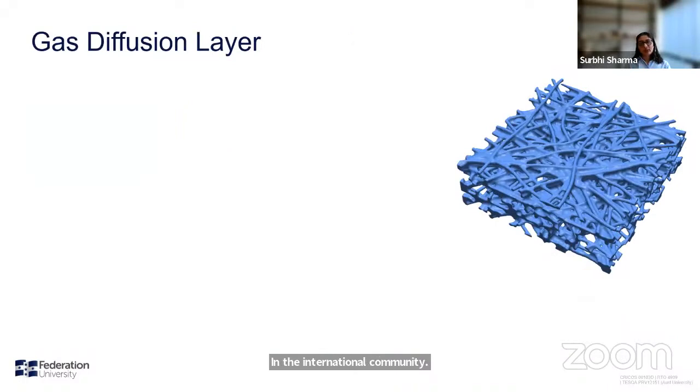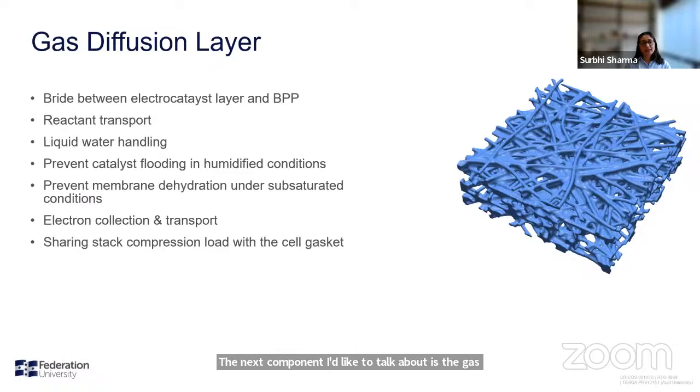The next component I'd like to talk about is the gas diffusion layer. The gas diffusion layer itself acts as a bridge between the catalyst and the bipolar plates. It's the gas diffusion layer on which the catalyst layer sits, whether it's developed through painting or spraying or different systems. The gas diffusion layer also provides reactant transport, and it's responsible for the handling of the liquid water that's generated in the reaction process.